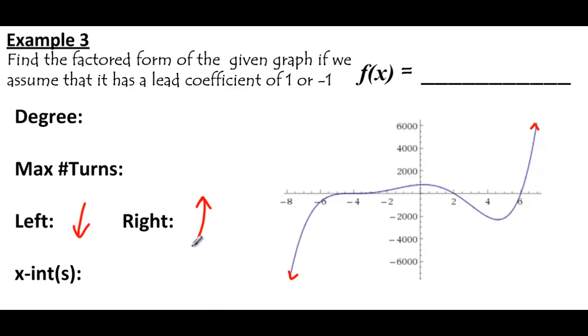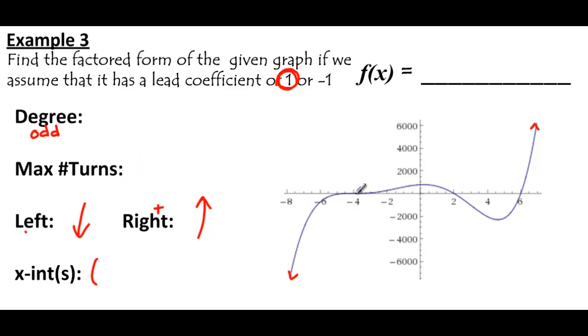So right now, because the right side goes up, I know that my lead coefficient has to be a positive 1, not a negative 1, because the right side only goes up when the lead coefficient is positive. The left side does the opposite. So since it does the opposite, I know my degree has to be odd. Okay? So if my degree is odd, I know my maximum number of turns is going to be an even number, because 1 less than an odd number is going to be an even number.